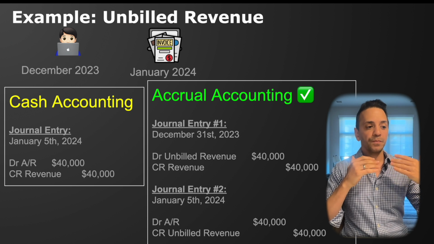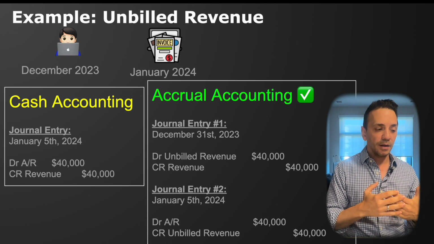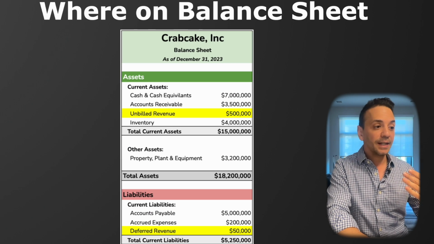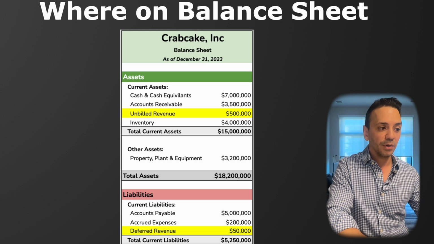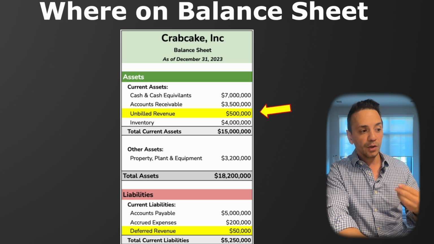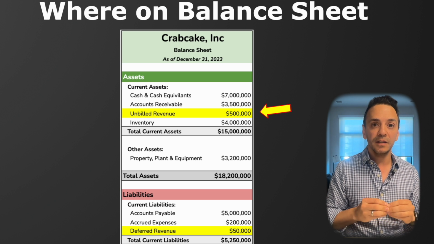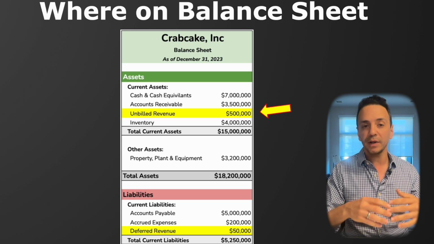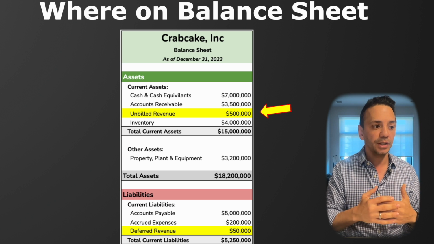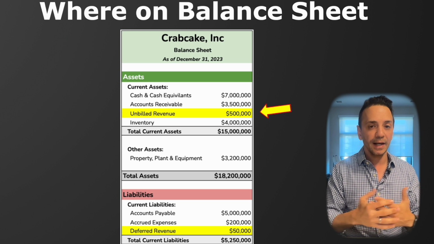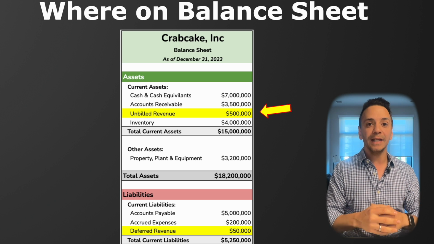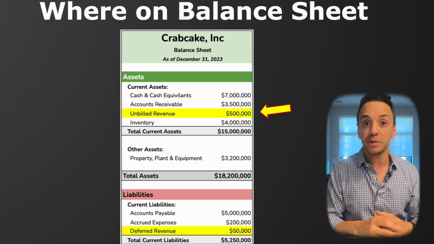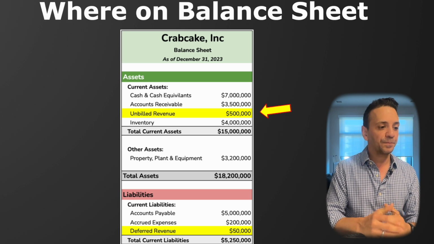Okay, so we went through a couple of examples for these two accounts. Let's take a look at where they show up in the balance sheet. So we have a balance sheet example here. Unbilled revenue, like we said, is an asset and typically would show up right after accounts receivable or around it on the balance sheet because it is a similar account in nature to accounts receivable as you are owed that recognition of that receivable at some point, right?